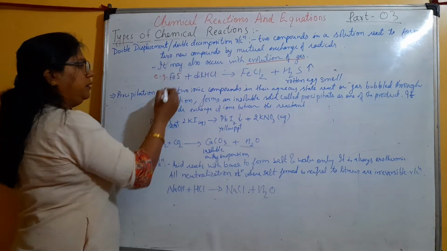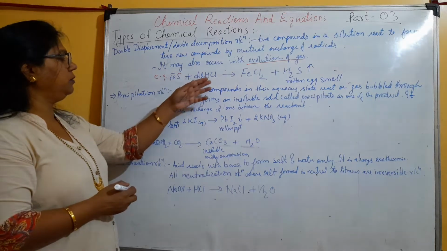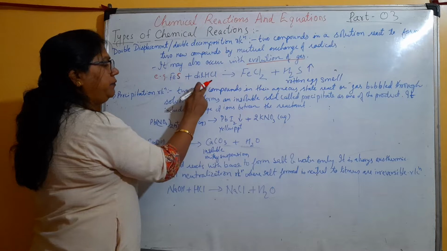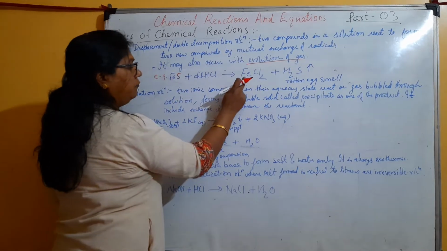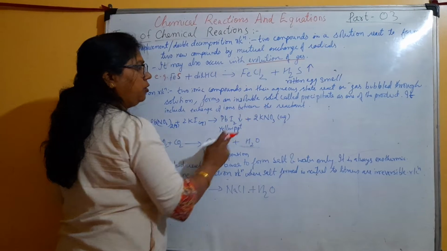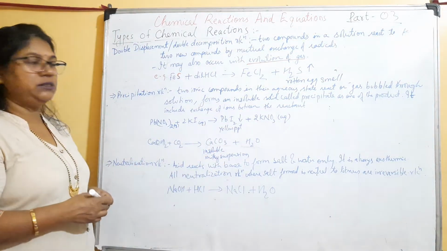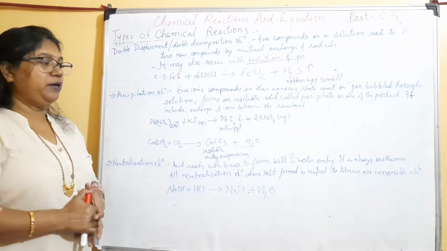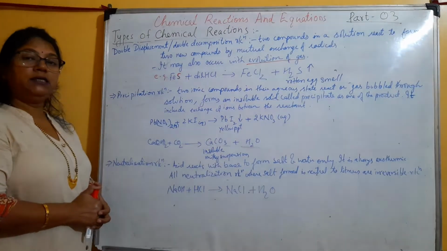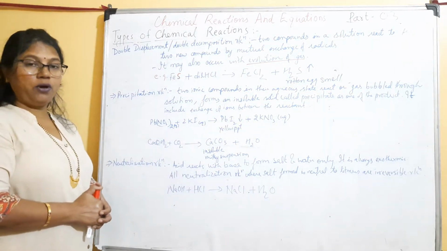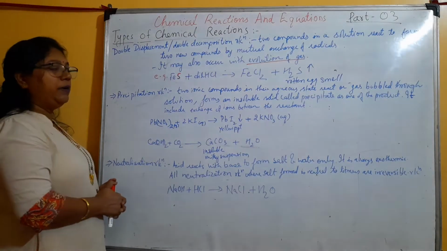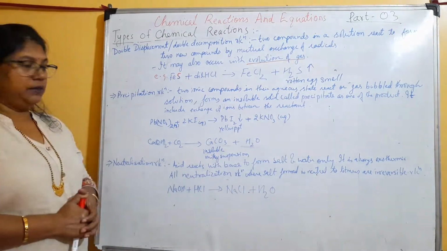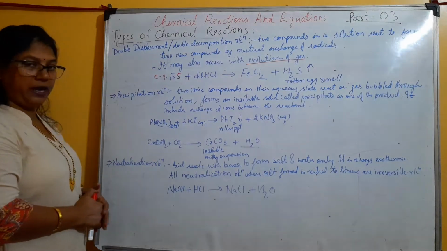Iron sulfide, when treated with dilute HCl, here I have taken dilute HCl, forms ferrous chloride with the evolution of H2S gas, that is hydrogen sulfide gas. We can identify the presence of hydrogen sulfide gas by its smell, which smells like rotten egg. Now, double displacement reaction can also be classified under precipitation and neutralization.